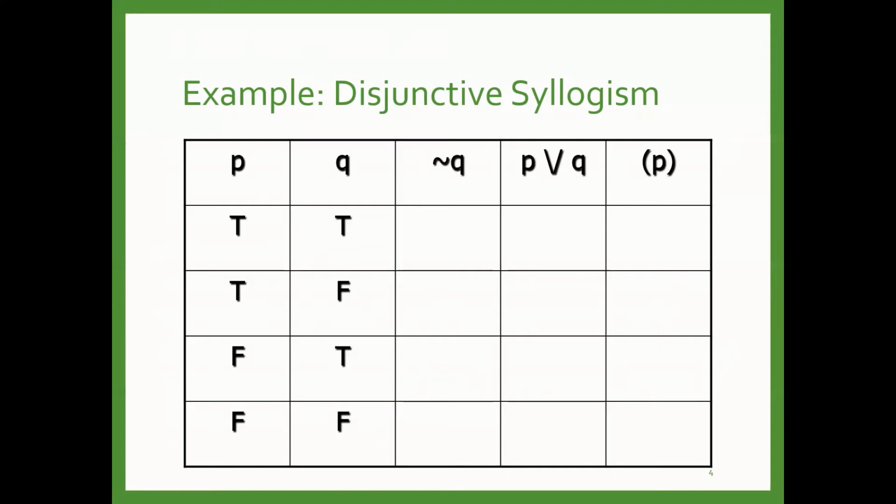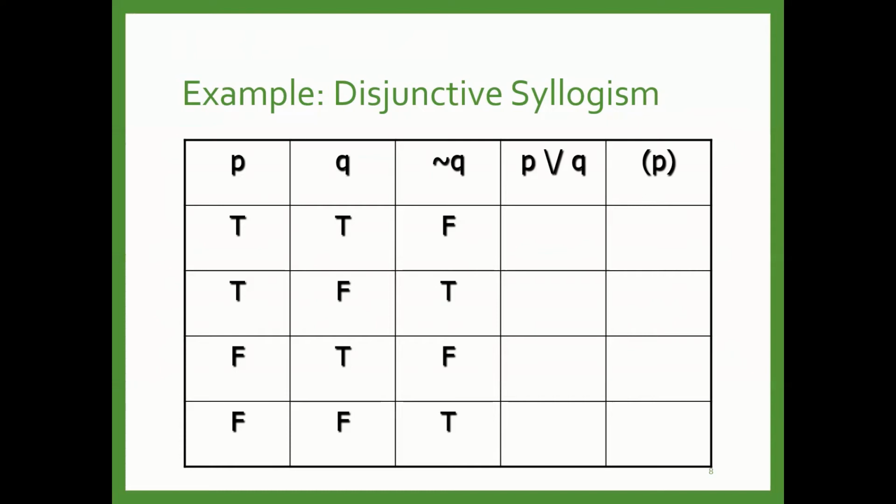Now one of our premises was not Q. It's not the case that Q. That's going to have the opposite truth value of what we have in the column under the Q. So when Q is true, not Q is false. When Q is false, not Q is true. And so we can complete the column in that way.